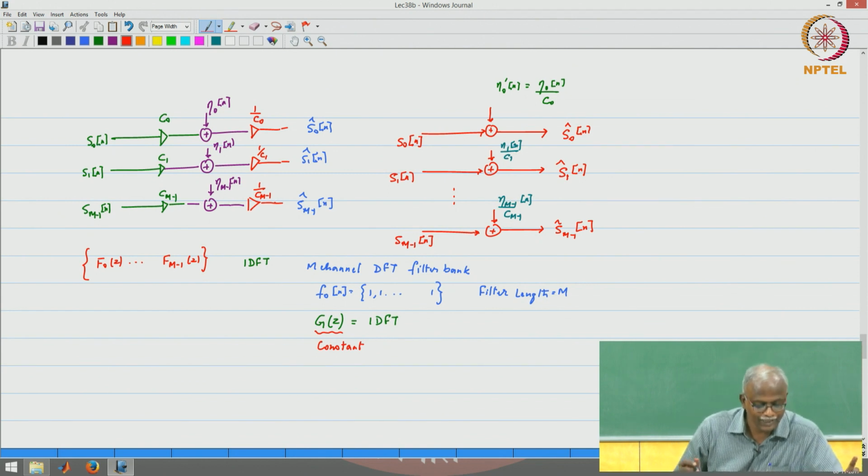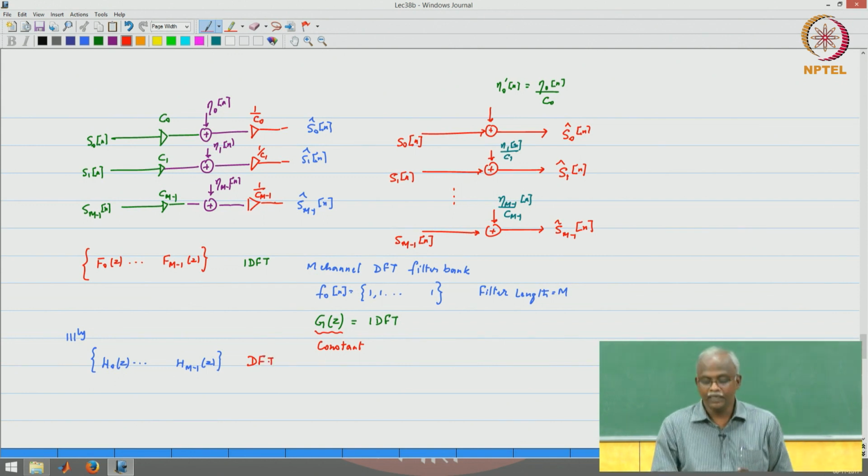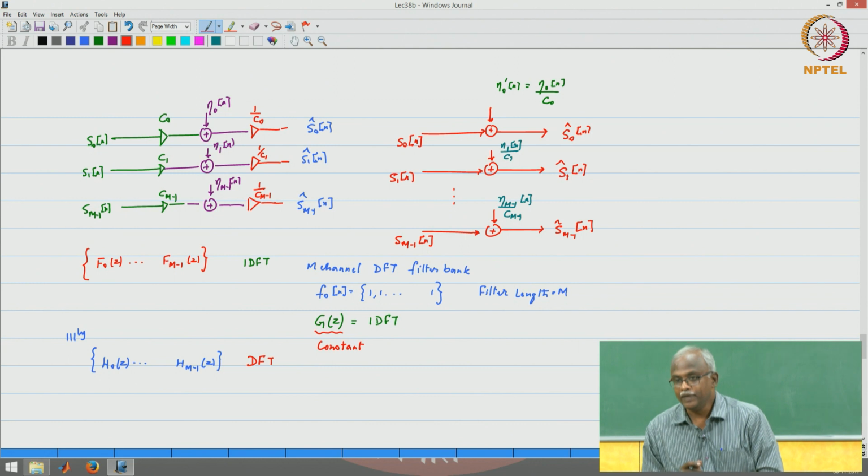Okay. So similarly, in the same manner at the receiver, we have to have a filter bank which is H naught of Z all the way to Hm minus 1 of Z, and this we have introduced as a DFT filter bank, and in this case it is the DFT matrix. Why did the IDFT matrix become the DFT matrix? Why did it become that?